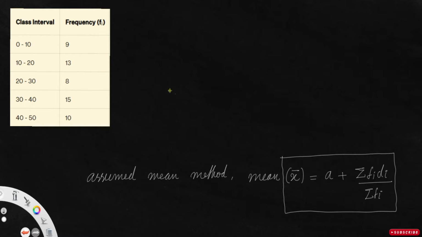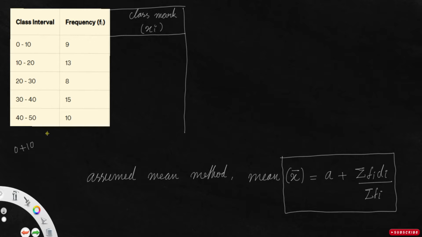First, I have to draw the table for class mark, which is represented by xi. Class mark basically means the average of the class interval. Like we discussed in the last video, it's 0 plus 10 divided by 2, which is equal to 5.